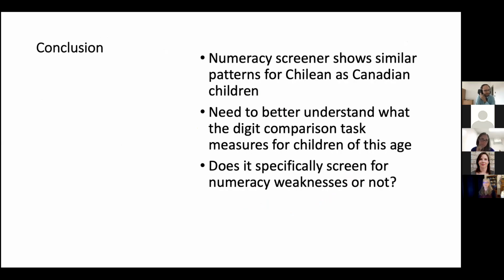So in conclusion, happily, the numeracy screener shows very similar patterns for Chilean as Canadian children, but I think some of the other patterns in the data that we have suggest that we need to understand what digit comparison is actually measuring. So why is it a measure that we should be interested in? And push a little bit harder on, does it specifically screen for numeracy weaknesses, or does it say something more about the development of children's knowledge in school-based kinds of tasks? So thank you.